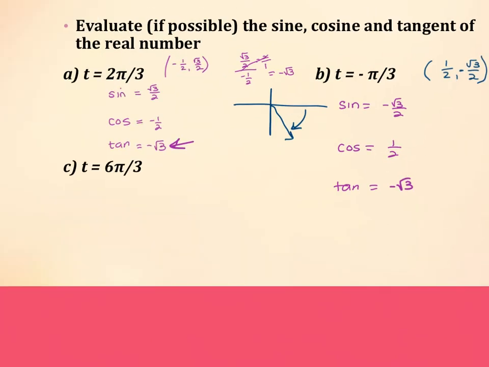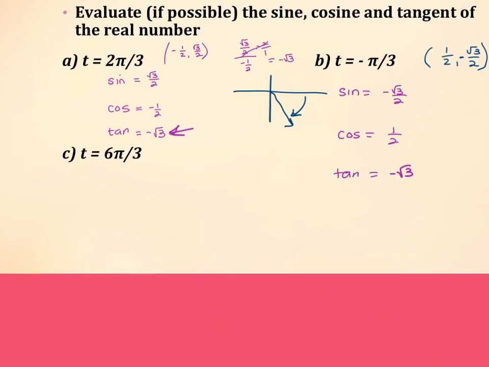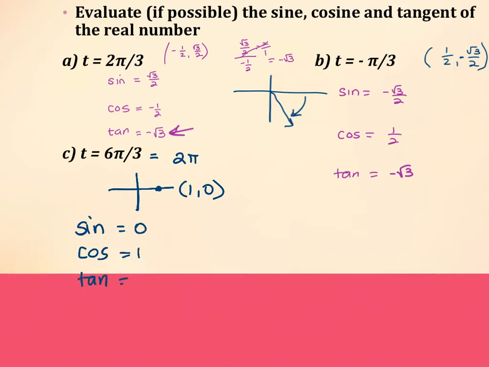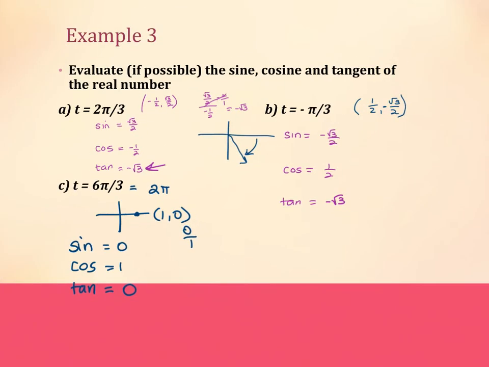Yeah. All right, then C says 6 pi over 3. What's different with that? This can be reduced, right? This is 2 pi. So my coordinate point at 2 pi was 1, 0. What's the sine? 0. What's the cosine? 1. Tangent would be 0 over 1, which is 0. If it was the other way around, that's why it says, if possible, you can get something that's undefined. Questions so far?